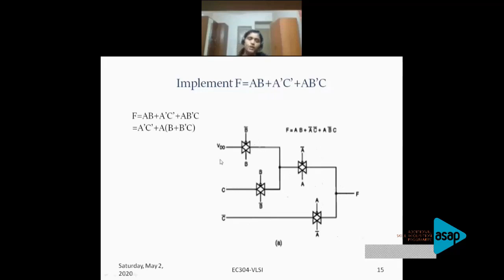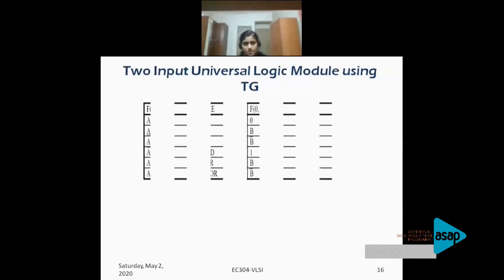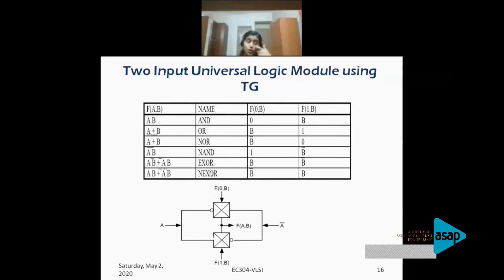So that is how you implement any equation using your basic transmission gate. I hope it is clear. And one more last thing is you have a universal logic circuit or logic module, a 2 input universal logic module using transmission gate. So that means given any function, this circuit basically implements all the AND, OR, NOR, NAND, XOR and XNOR 2 input functions using transmission gate.